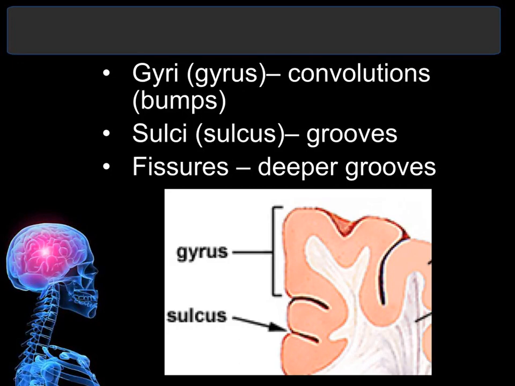Certain features of the brain are structures called gyri or gyrus. Gyri is the plural and gyrus is singular. It's basically the bumps, the hills of the brain. Those are called the gyrus. And then sulci, which is plural, and sulcus singular, is the dips or the grooves in the brain. And then fissures are deeper grooves. They go deeper into the brain.